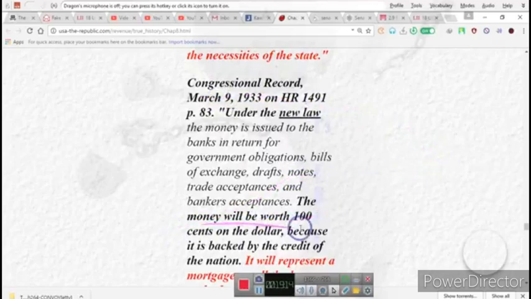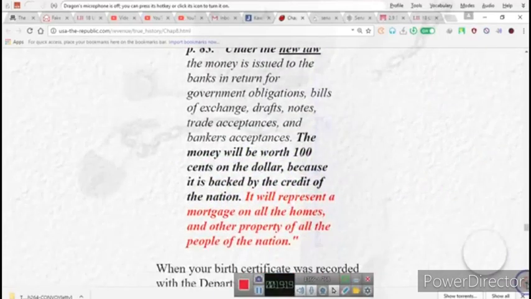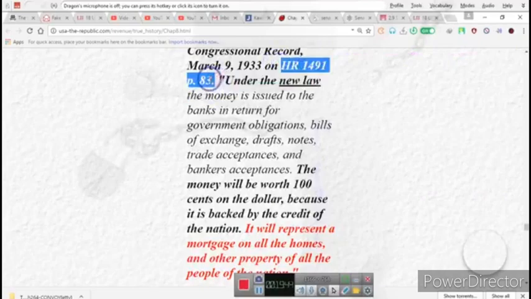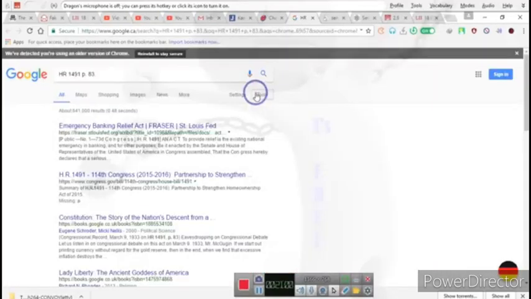Okay? The money will be worth 100 cents on the dollar. It'll be backed by the credit of the nation, an obligation of the United States. It will represent a mortgage on all the homes and other property of all the people of the nation. But the courts say this is not the way things is. That's right, because they just say it. They don't show no law. They don't show an act of Congress showing that this is not the way things is. We're showing you an act of Congress where this is the way things are. Watch this. I'm just going to do this. Okay. Now, do you guys see the Emergency Banking Act? Emergency Banking Relief Act.